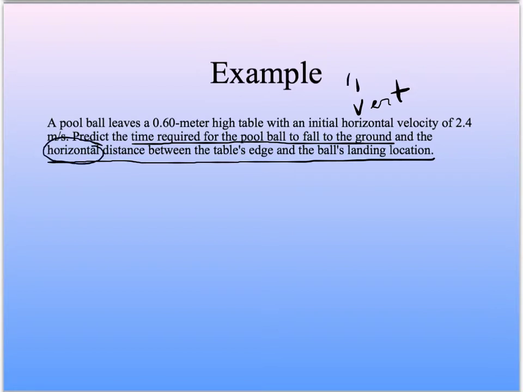So let's make this 1, make this 2. All right. In order to find the horizontal distance between the table's edge and ball's landing location, let's draw a diagram here.